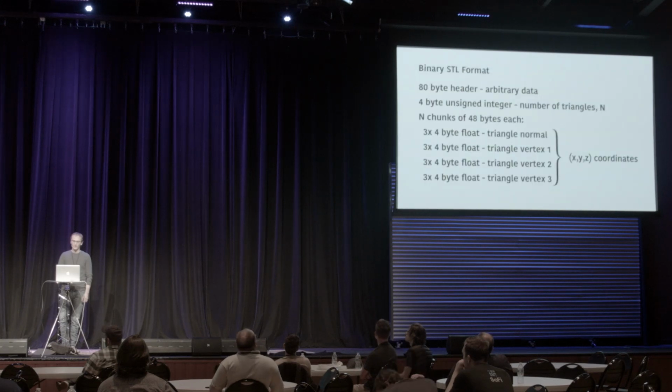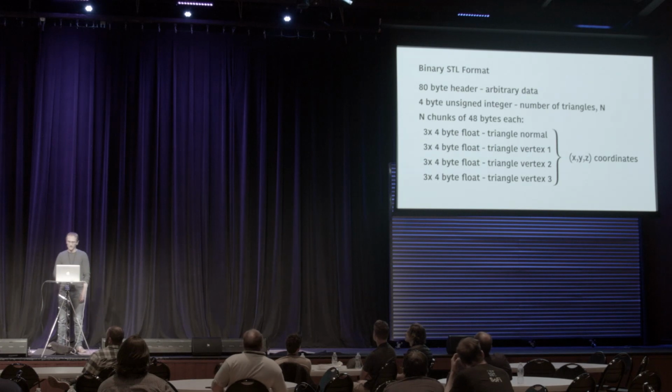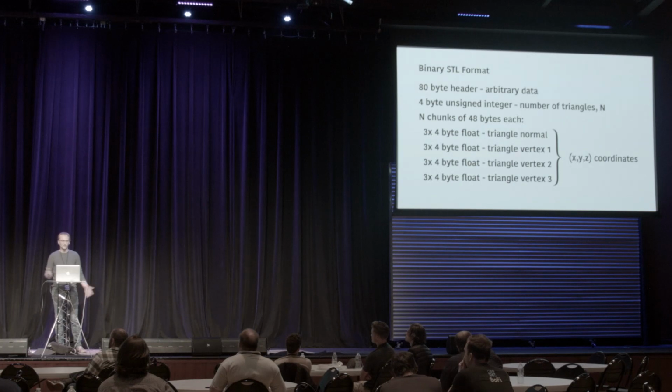So this is the format. So an STL file, binary STL file, has an 80-byte header. First 80 bytes of the file, and then the next 4 bytes are an unsigned integer that represents the number of triangles in that file. And then following that are 48-byte chunks for each triangle. And the first 3 floats represent the normal of that triangle, and then the next 12 floats are the 3 points that represent each triangle. So it's just a list of triangles.